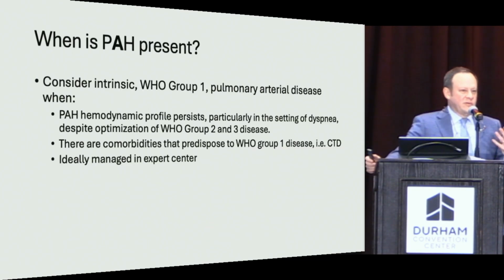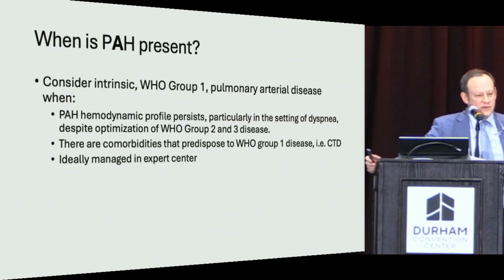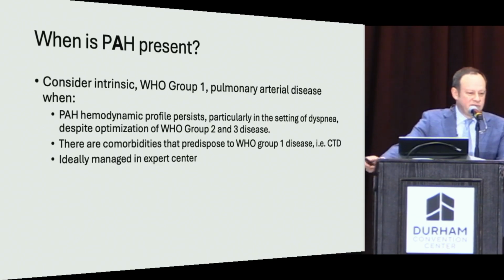So when do we think about a real significant precapillary PAH component in these patients? Well, as I alluded to earlier, if you see persistence of a real precapillary PAH hemodynamic profile persisting despite optimization of all of these other comorbid factors that I've mentioned to you, particularly in a patient who's persistently dyspneic and symptomatic, then you start to wonder, has real intrinsic pulmonary vascular remodeling occurred? And would this be someone who you could potentially trial a PAH therapy in? And then, of course, there are comorbidities that might invoke the likelihood of precapillary PAH being a real contributor, such as connective tissue disease.